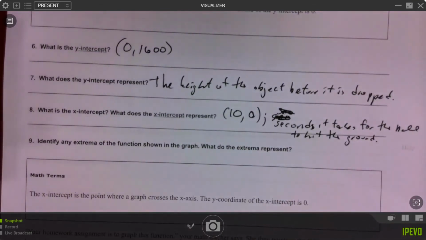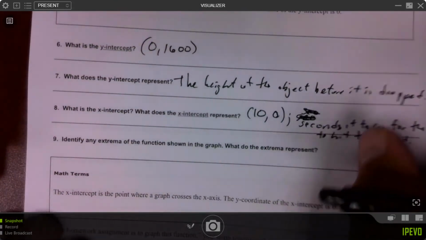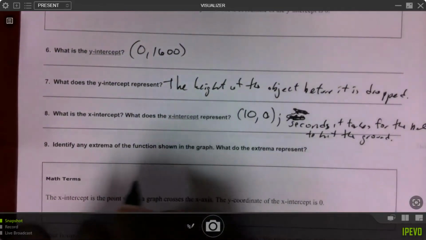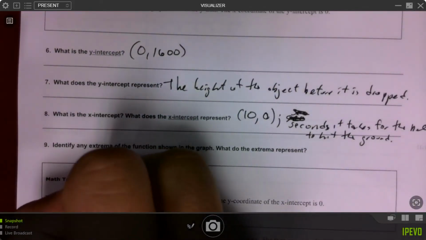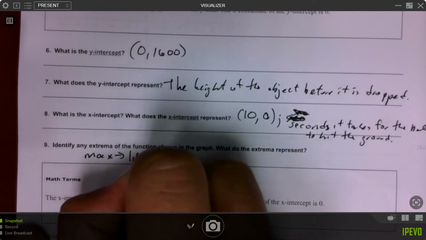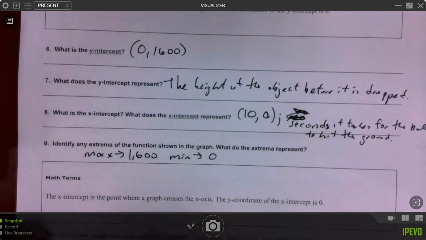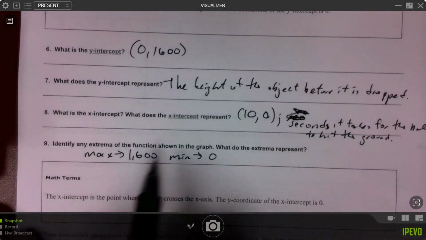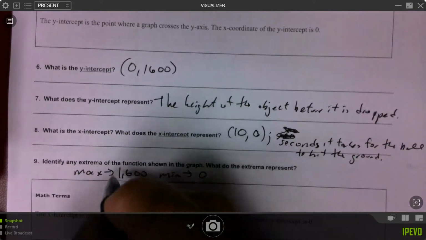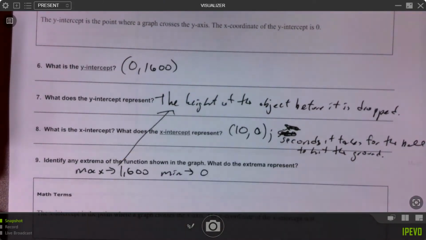Okay? All right, identify any extrema, max, mins, or relative max and mins. Well, this just has a high and a low point. So if I'm looking for extrema, it has a max of 1,600 and a min of 0. Now, what do they represent? Well, the first one we already said, it's the height of the object before it's dropped. Just going to kind of draw an arrow to there.